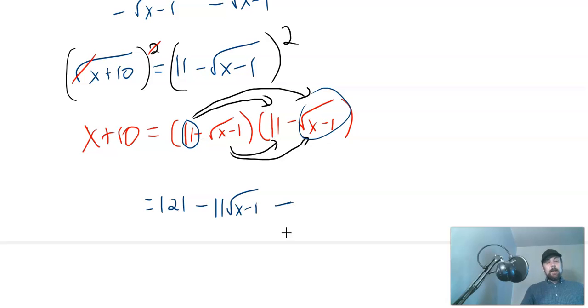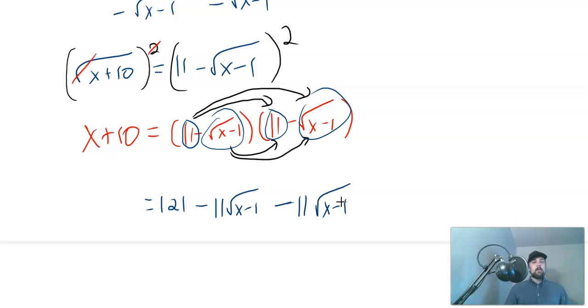Negative times a positive will be negative, and then we have square root of x minus 1 times 11. So again, it's a number with a radical, and even though it's in a different order, the way we want to write it is to put the number first. So we'll put 11 first, and then square root of x minus 1 second. It's really the same situation: they don't really interact with each other, so we'll just write them side by side, but we want to put the number in front of the radical. We can put it in either order, but it just looks better and is easier to work with if you have the 11 in front of the square root.